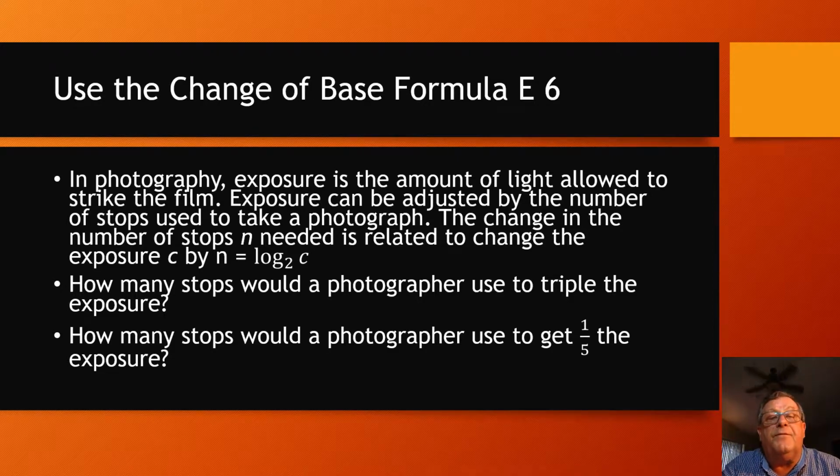So let's go here. In photography, exposure is the amount of light allowed to strike the film. Exposure can be adjusted by the number of stops used to take a photograph. The change in the number of stops, variable n, needed is related to the change of exposure, variable c, by the formula n equals the log base 2 of c. How many stops would a photographer need to triple the exposure?